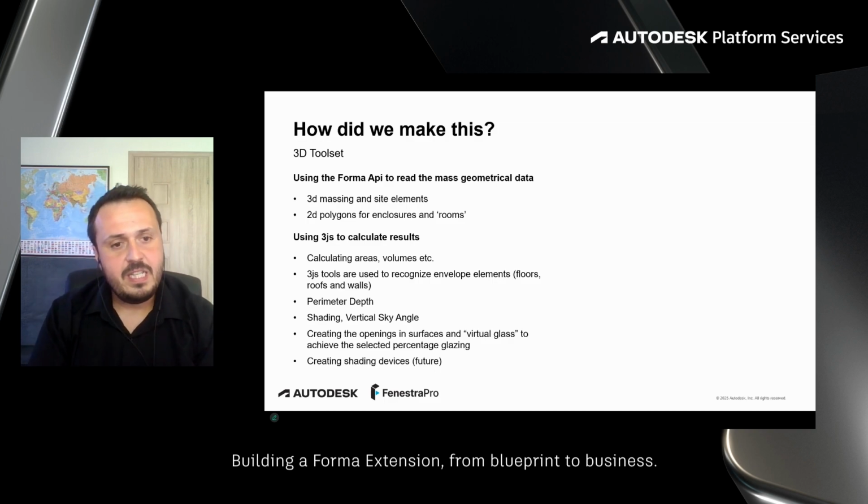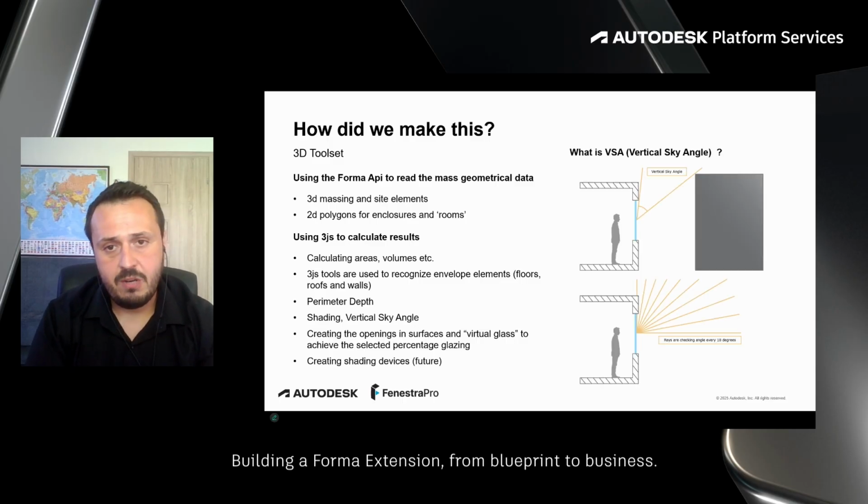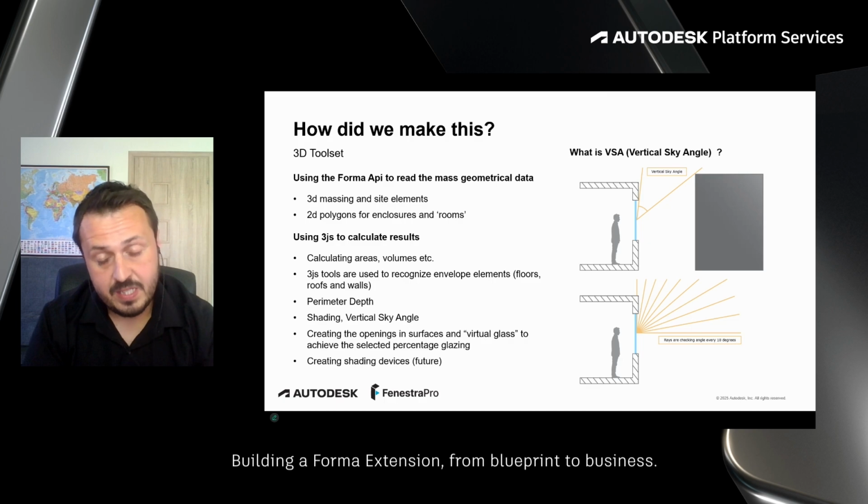Now, to give you a better idea of all of this, I have prepared one example just to show you how it works and how we use 3JS toolsets. I will show you the vertical sky angle calculation. That will be the example. Okay, what is VSA? Let's start with that. In the simplest words, the VSA is the part of the sky that I can see if I stand in front of the window and look through it. What is the part of the sky that I actually can see?